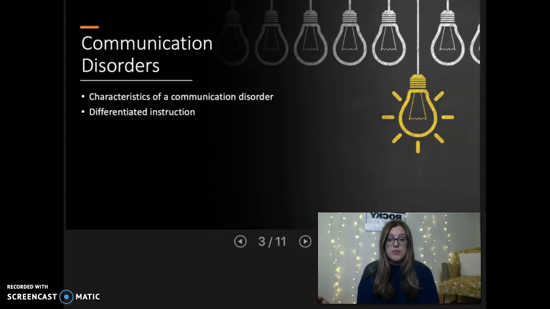Some differentiated instruction would be reducing auditory and visual distractions while the student is trying to speak, including visuals in your instruction. Talk boxes or iPads are useful when the student can press on a picture and the technology will speak for the student. And if the high-tech option is not available, a low-tech option would be a laminated mat with pictures where the student can point to what they're trying to say using pictures.